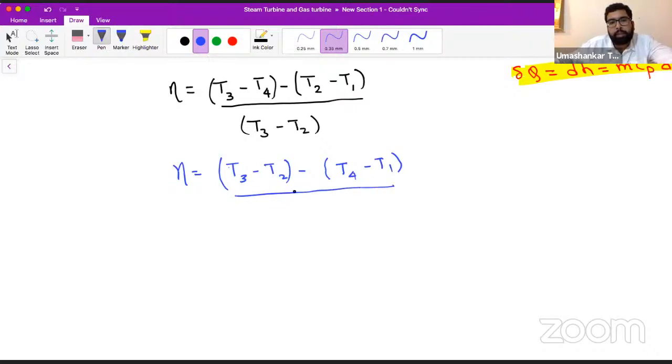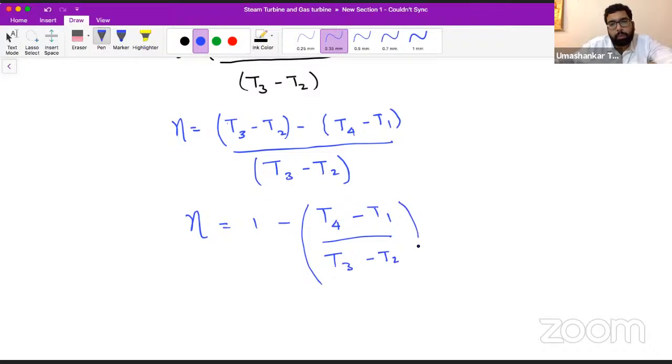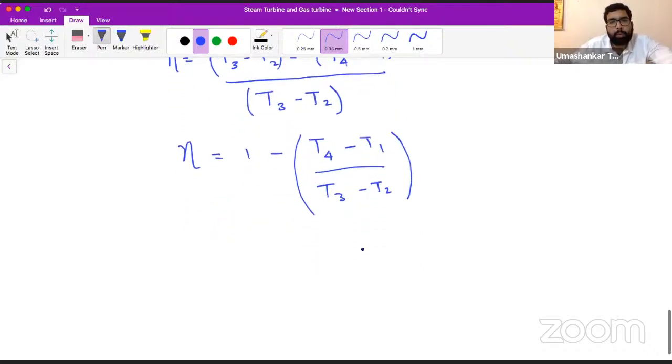So this is T3 minus T2. This is T3 minus T2 again. So can we rewrite this like this? 1 minus (T4 minus T1) upon (T3 minus T2). We can write like this. Is there any problem in that? Tell me, is there any problem in that?